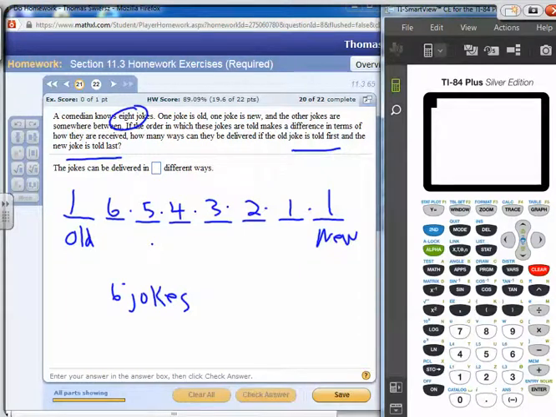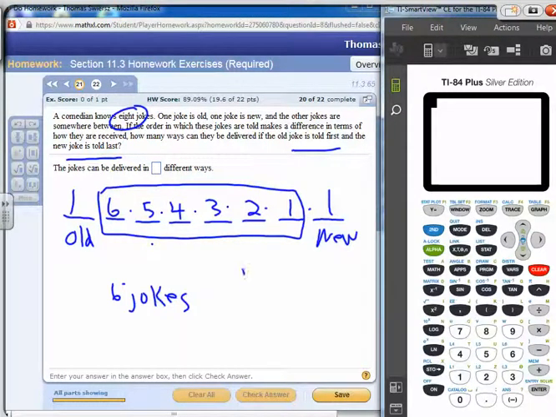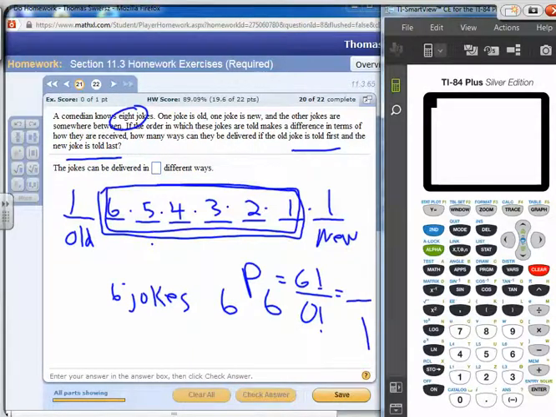doesn't have an effect. This is really using the fundamental counting principle. Or another way of thinking of it is, after you get the old and the new, there's only one way of doing it. You've got the order of the 6 other jokes. Order matters, so it's a permutation, and you're going to use all 6, so it's 6P6. And 6P6 is going to be 6 factorial divided by 0 factorial. 0 factorial is 1, and again, 6 factorial is your 6 times 5 times 4 times 3 times 2 times 1.